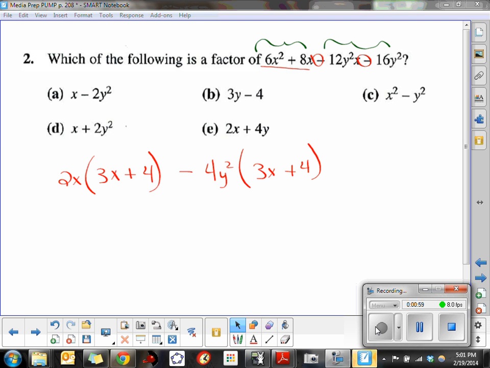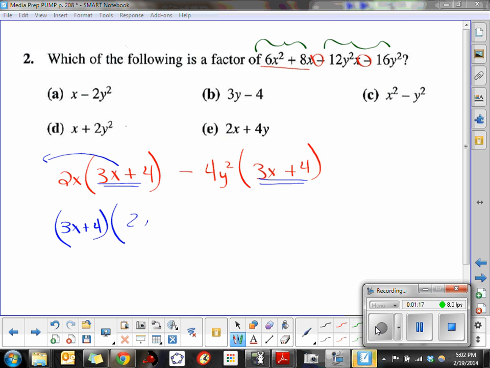So we're not done. We've still got some factoring by grouping to do. That's what grouping is. Typically, in factoring by grouping, once you get done, there'll be some common factors you can factor out of your first factorization, such as our 3x plus 4. So 3x plus 4 can factor out of each of these, and once we factor out a 3x plus 4 out of this one, we're left with a 2x, and once we factor it out of this one, we're left with a negative 4y squared.